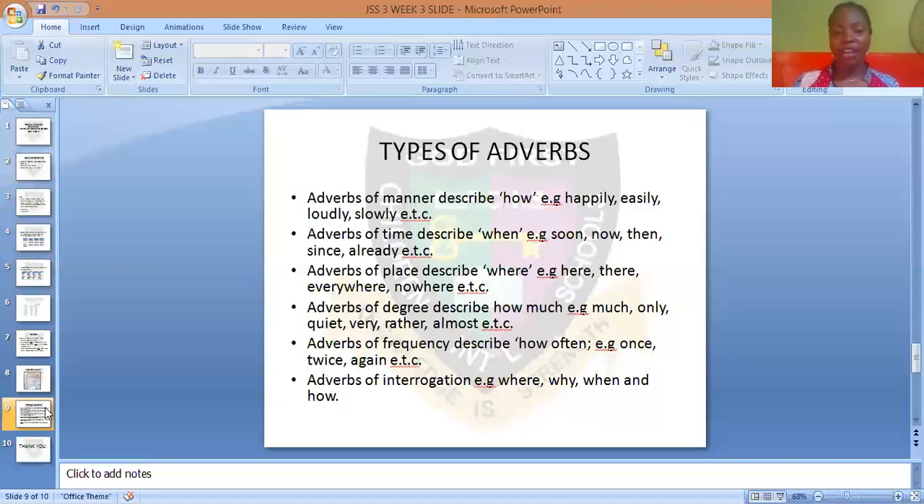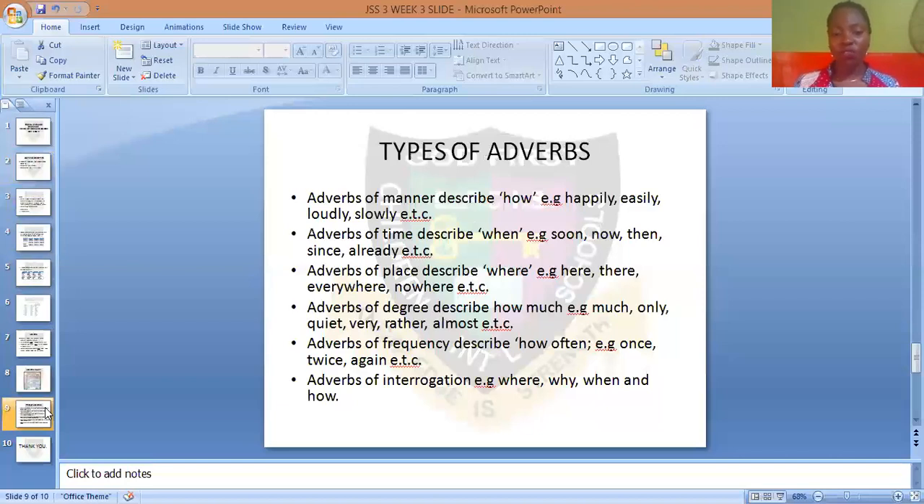Adverbs of time describe when. When did the action occur? When did it happen? We have soon, now, then, since, already. Also, adverbs of degree describe how much. For example, much, only, quite, very, rather, almost. Degree: how much? To what extent? Adverbs of degree describe how much. Much, only, quite, very, rather, almost, etc.